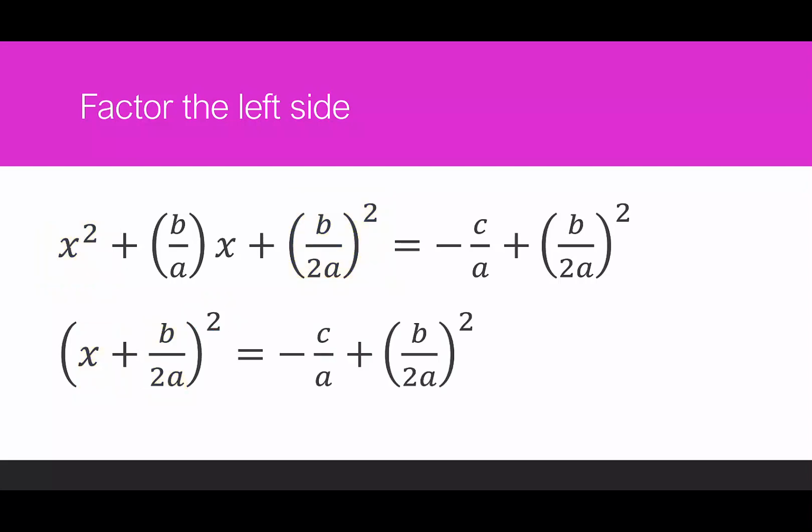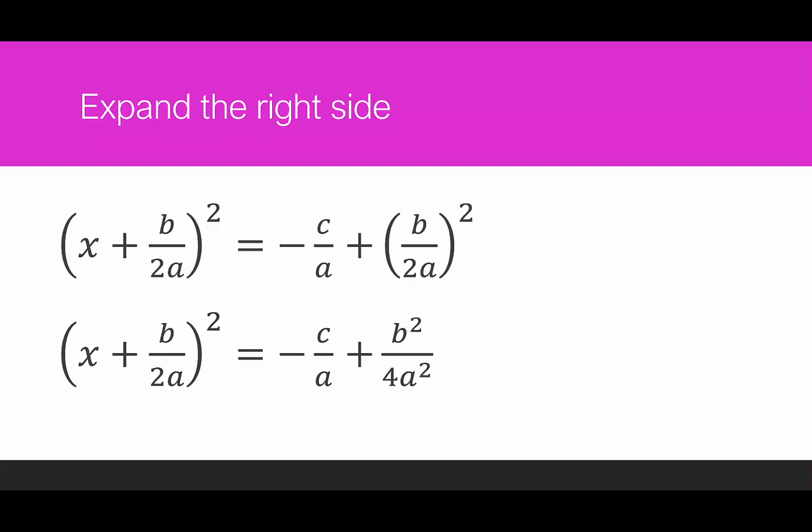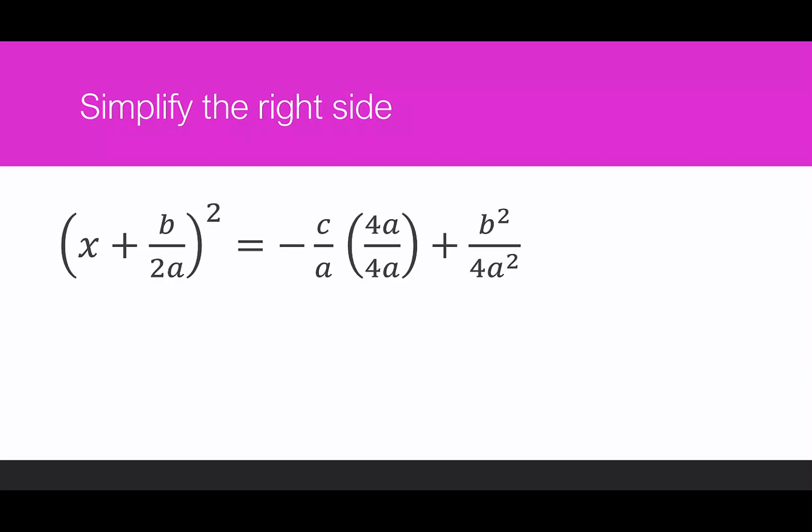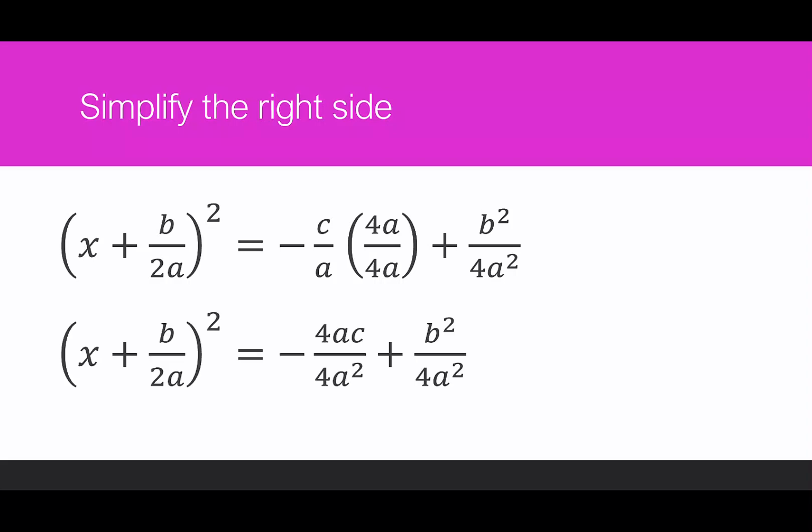On the right side though, we still have a little bit of work. So we are going to expand the b over 2a squared on the right side. I square b, that's b squared. I square 2a, that gives me 4a squared. Now I want to combine these terms, which says I need a common denominator. My common denominator is going to be 4a squared. So I'm going to multiply the negative c over a by 4a over 4a. That way I'm just multiplying by 1, and I get this new term, negative 4ac over 4a squared.